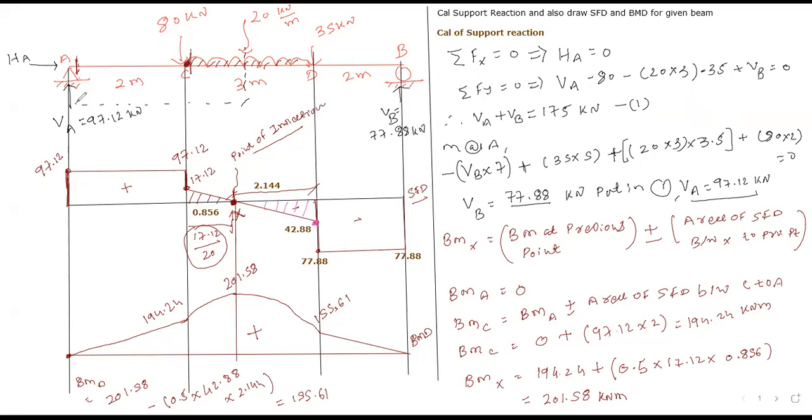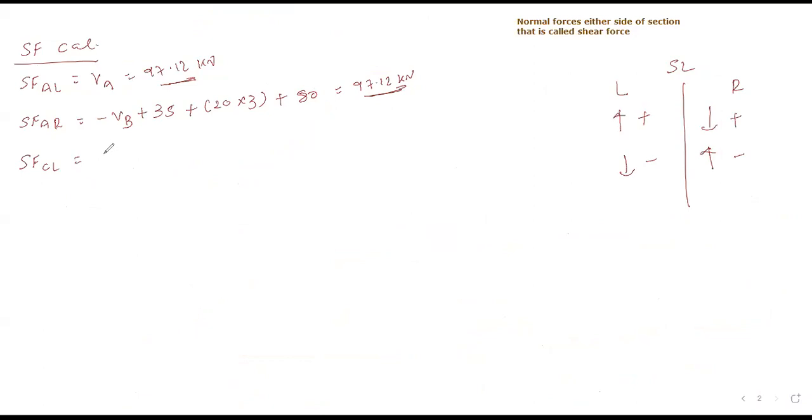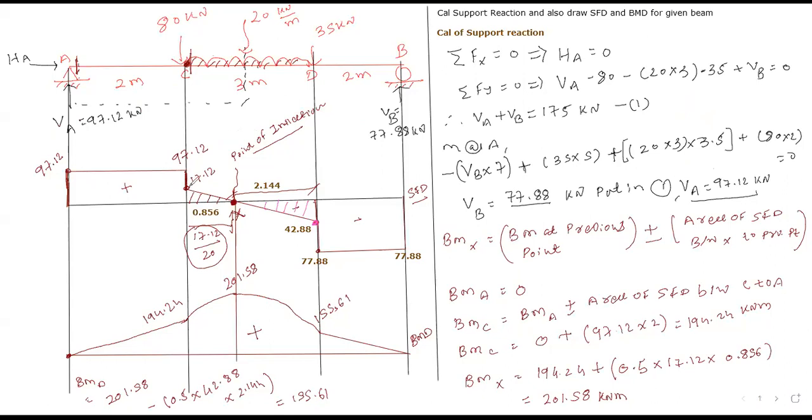So on the left side we see two loads. One is VA, another is 80. VA is upward, 80 is downward. So plus VA minus 80. What is your value? Tell me. Plus 17.12 kilonewton. See in the diagram, what is your latest value at point C?